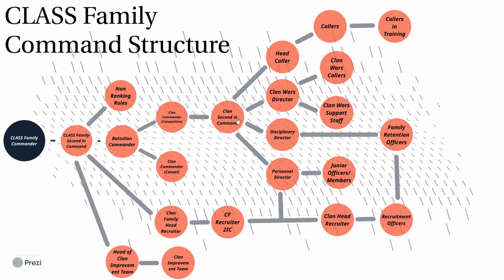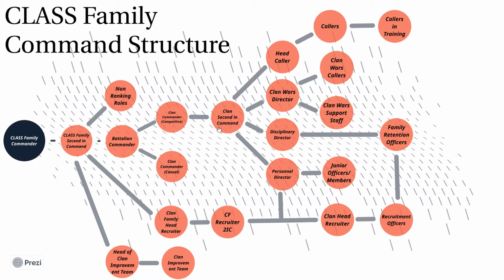Now let's go to the clan second in command here. Second in command serves very similar to the family second in command. They support the clan commander wherever it's needed, bouncing ideas back and forth, and just serving as, again, another set of eyes and ears to keep tabs on everything that's going on. This person right here, usually when the clan commander isn't active or isn't online, they're the point person.